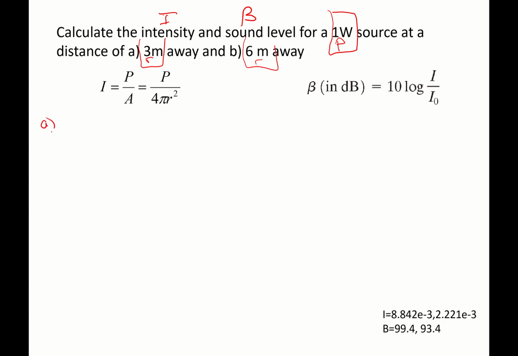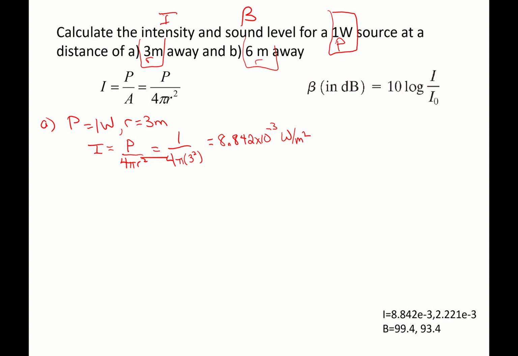So for part A, I know power is 1 watt and R is 3 meters, so I can just plug those into the equation for the intensity. So the intensity is P over 4 pi r squared, so that's 1 over 4 pi times 3 squared. I'm going to get a small number, 8.842 times 10 to the minus 3, and the units, watts per area, so watts per meter squared. Okay, so that's the intensity.